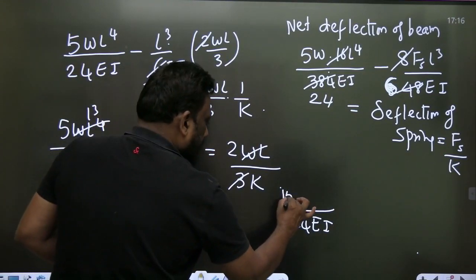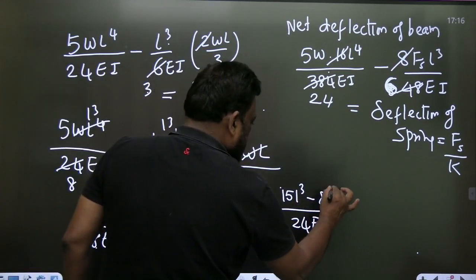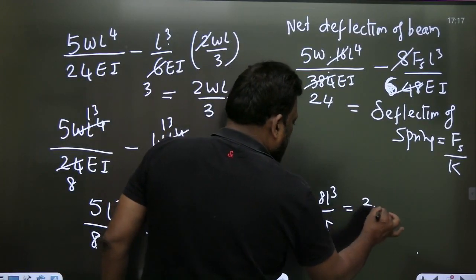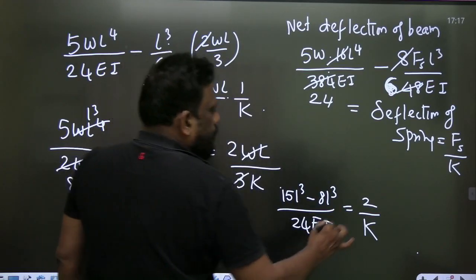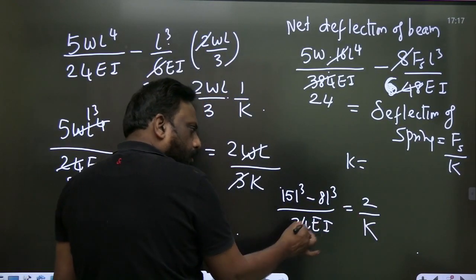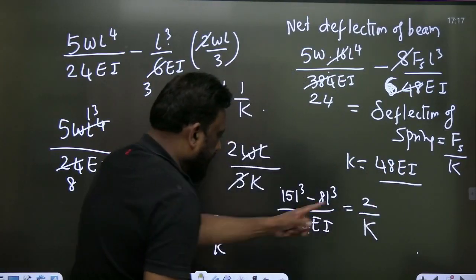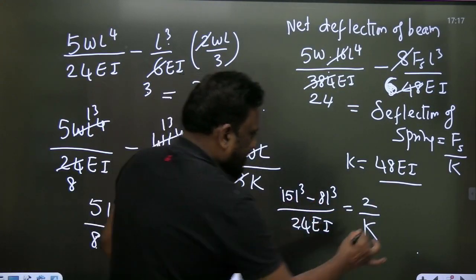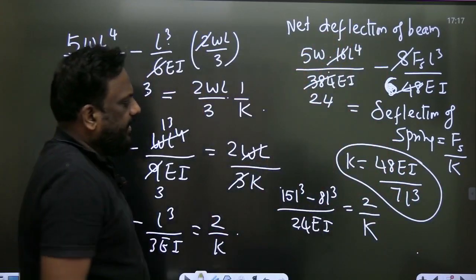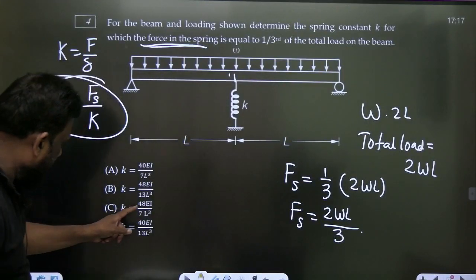15 minus 8 L cube. Excellent. 5 3s is 15 minus 8 EI is 2 by K. Okay, so K will be equal to, if you want K, 24 into 2 is 48 EI by 15 minus 8 is 7 L cube. So the spring constant is 48 EI by 7 L cube. Where is it? 48 EI by 7 L cube.